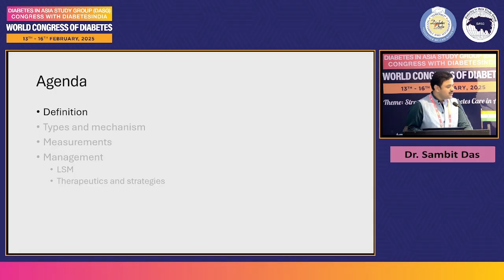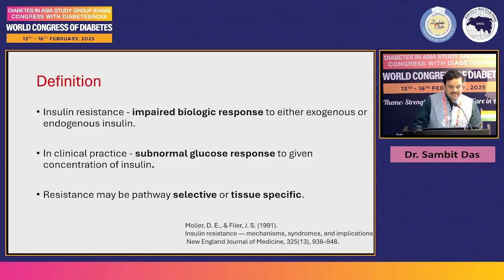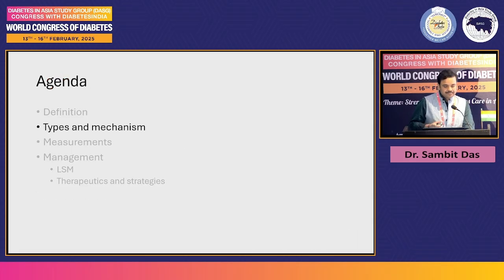So coming to the definition, the simplistic definition is that insulin resistance is an impaired biologic response to either exogenous or endogenous insulin. But sometimes we don't get a biologic response to the endogenous insulin, so in clinical practice, a subnormal glucose response to a given concentration of insulin can also be taken as insulin resistance. Resistance may be pathway selective or tissue specific. I'll be discussing how pathway and tissue specific insulin resistance are different.